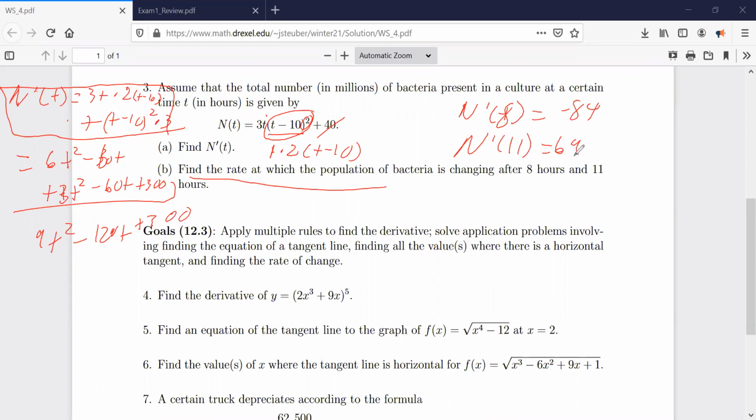Does that make sense? Yeah, I just had a quick question for A. How did you get 1 times 2 times t minus 10? So if you treat this as a chain rule, then the derivative of the inside is 1. And then you have to do the derivative of the whole thing, like of the kind of outside. And at that point, it's just a power rule. Okay, yeah, I see that. That makes sense? Yeah. Cool. Any other questions? Cool.